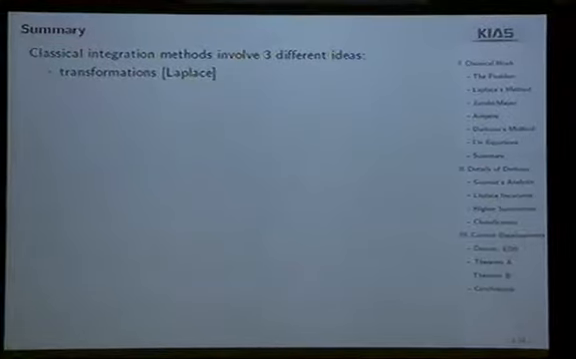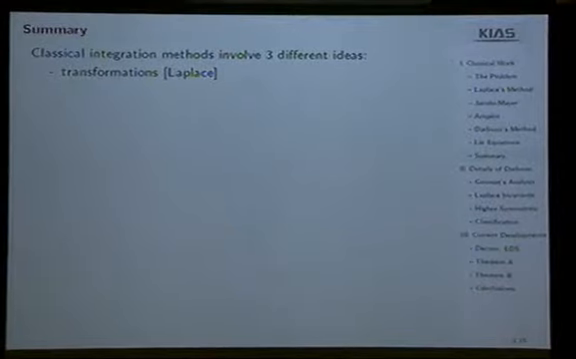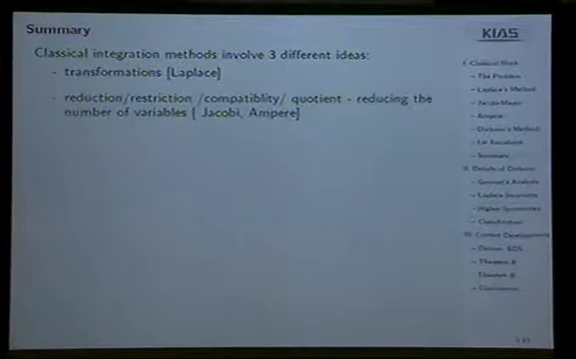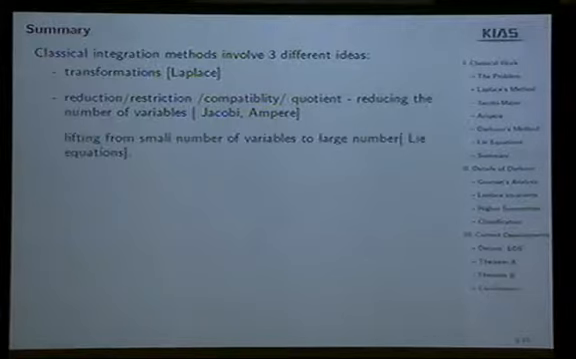Okay. So summary. We had three kinds of different ideas arriving in this classical literature. One of them was a transformation method. We see that in the method of Laplace. The other one, you go by many names, it's a reduction in the number of variables, it's a restriction by adding new equations, it's compatibility by adding new equations, or maybe you can think of it as quotienting. But this is the Jacobi-Ampere method, all involves compatibility equations, increasing the number of equations to get to something of finite type, integrating the finite type system.